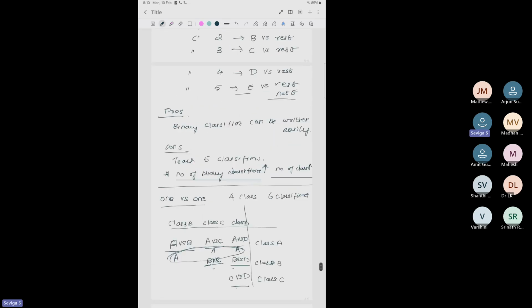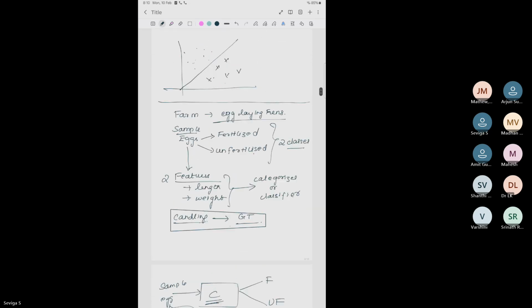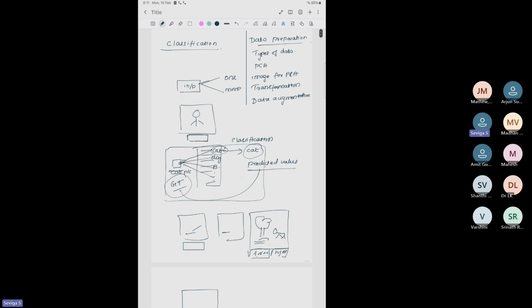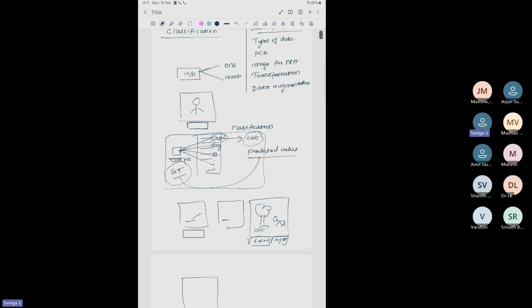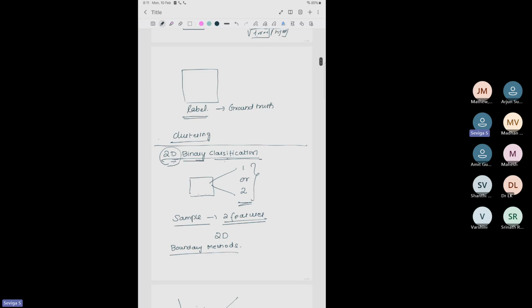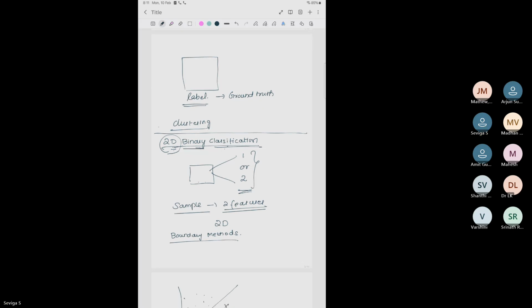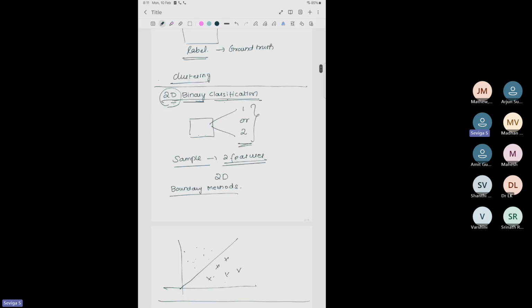So far what we have done is that we started off with what is classification. We saw the definition of classification. We saw the various terminologies: ground truth, predicted label, classifier, sample, feature. And then we defined what is binary classification. Binary classification means the output is assigned with 2 labels. 2D means the number of dimensions or number of features. So the features are called dimensions.